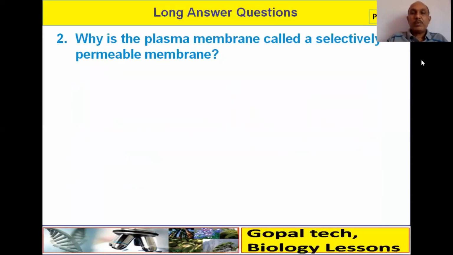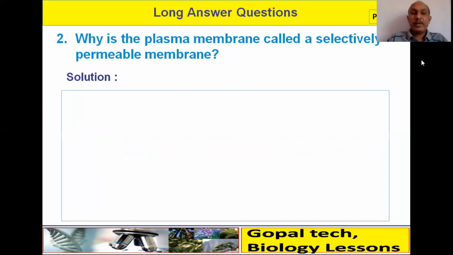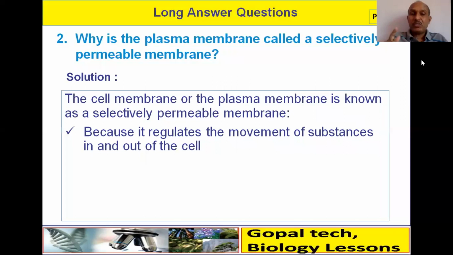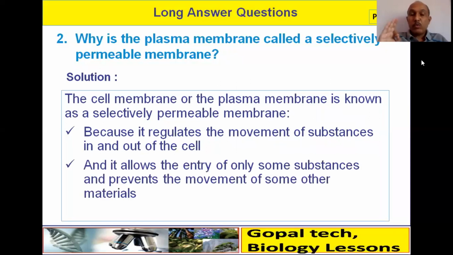Why is the plasma membrane called a selectively permeable membrane? The cell membrane or the plasma membrane is known as selectively permeable because it regulates the movement of substances in and out of the cell, allowing the entry of only some substances and preventing the movement of some other materials. So it selects and lets things in and out, therefore it is called a selectively permeable membrane.